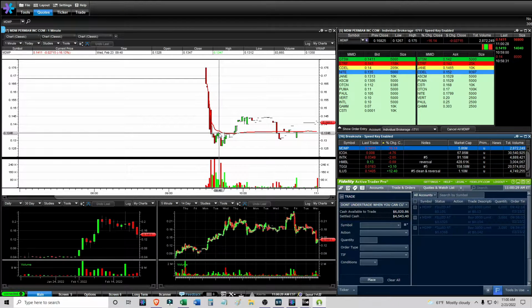Right here, 13.1. I got out right here after seeing that we were right at VWAP. VWAP is super close. A big seller shows up at the ask. I'm not getting filled at the ask. And now we have that big seller there. I need to get out. I placed my order at 13, and I got out at 13.1 right here.